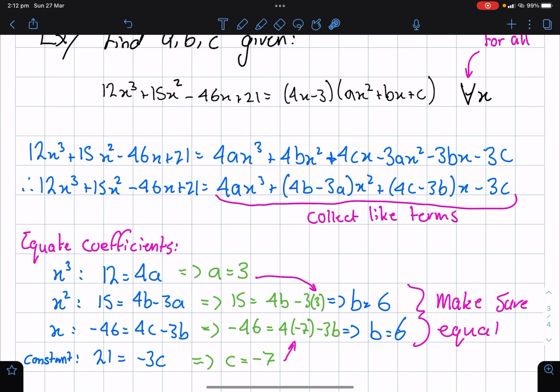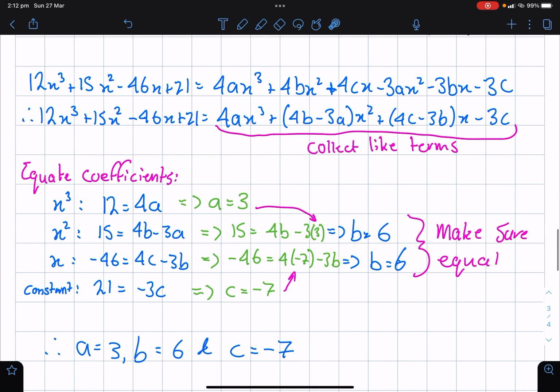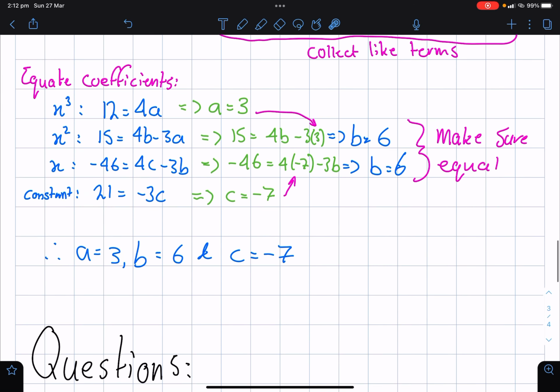I've then substituted that into our x term and solved for b, just double checking that they are equal. And then just down here stating our final answer. So a equals 3 as found up here, b equals 6 as found here, and c equals negative 7 as found here. And that is all that question asks you to do.